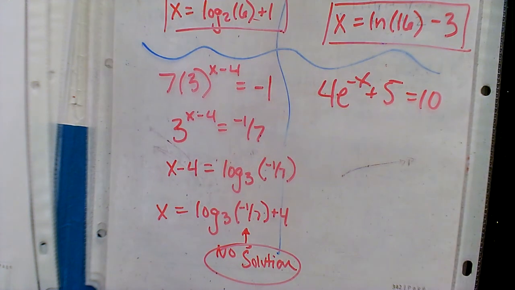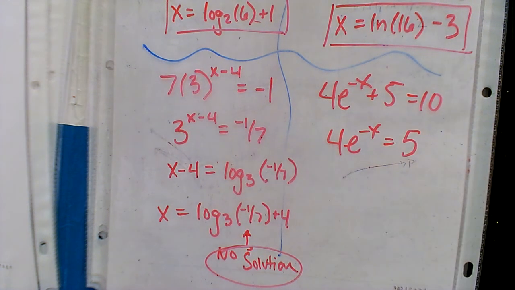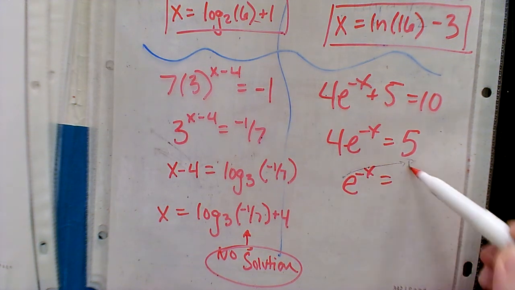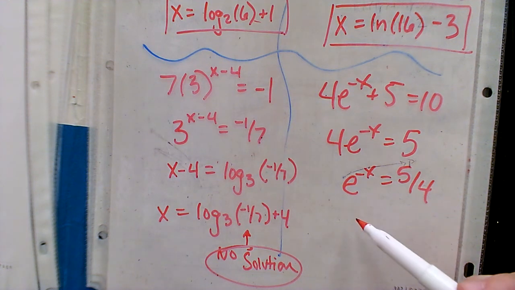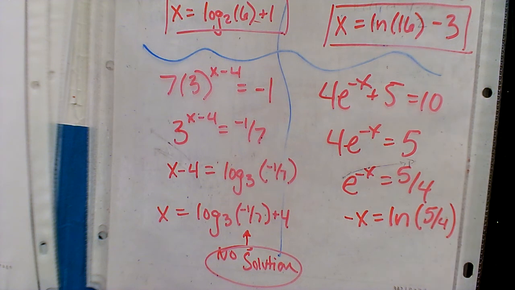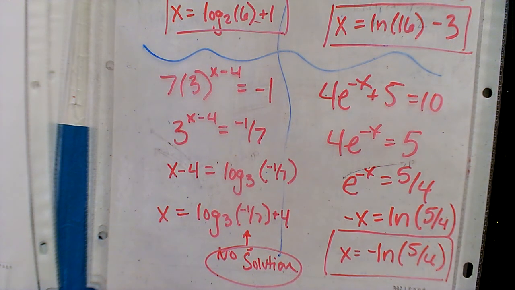What do you want to move over first? Let's subtract the 5. Then divide by 4. Then move the e over, it becomes a natural log. And then move the negative. Is that our solution? Argument's positive, right? So we know we're good to go.